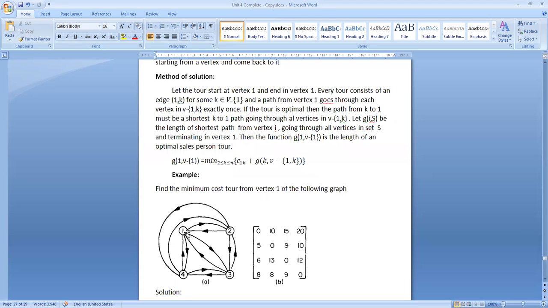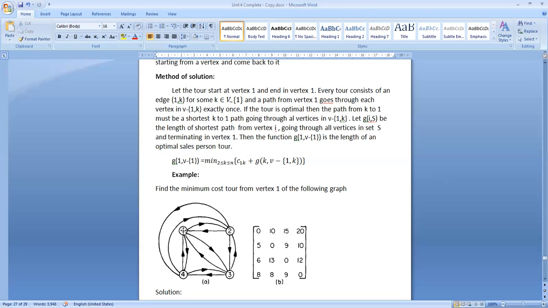Okay, let me start from vertex 1. Then I can go to vertex 3, start from vertex 1 to 3. Then from 3, somehow I should visit all these vertices and come back, remaining vertices 2 and 4, and come back to the vertex 1. That is what my aim is. If such a tour is minimum, then that is the tour I am aiming for.